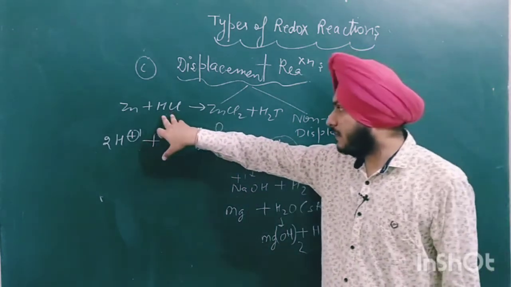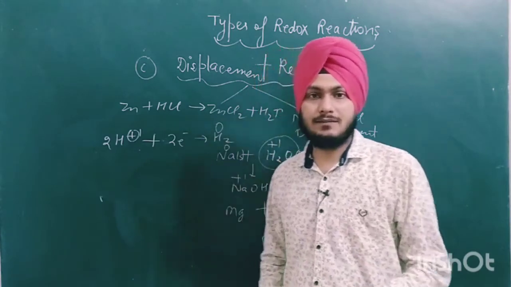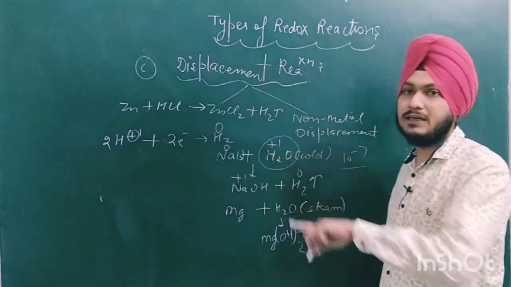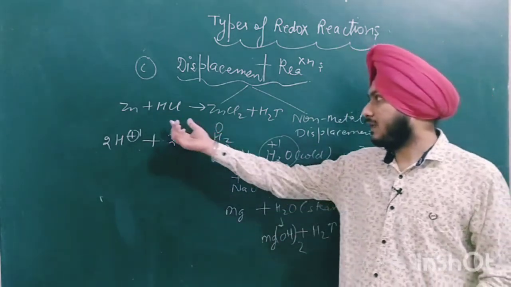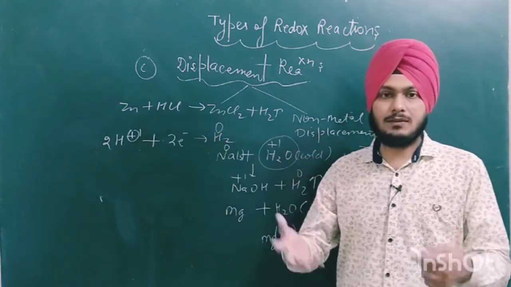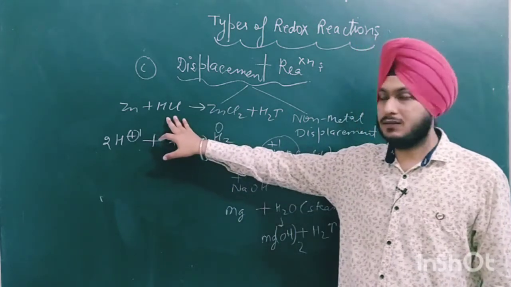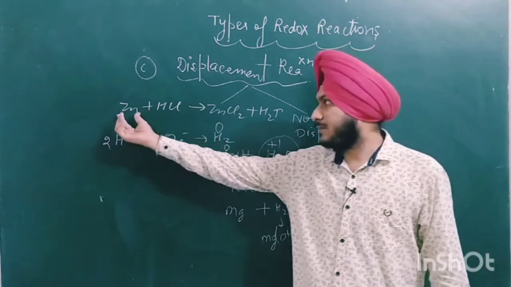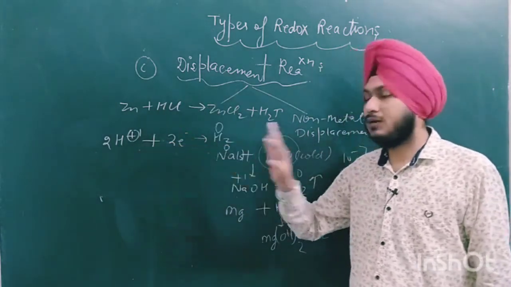But in case of acids, we all know that acids contain H+ ions. So the amount of H+ ion in acid is greater than that of water. That is why a sufficient amount of H+ ion is available in case of acid. So this metal can easily react with that H+ ion and convert it into H2 gas.